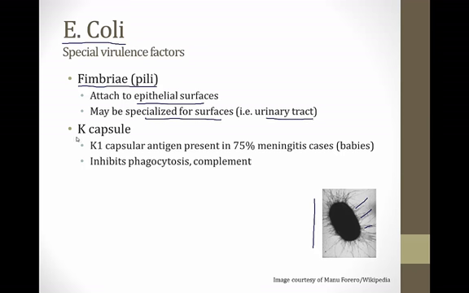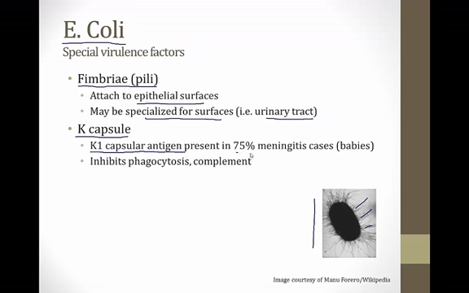Another important virulence factor is the K capsule or K antigen. So not all E. coli are encapsulated, but some are. In particular, there are some strains that have a capsule and have something called the K1 capsular antigen present in that capsule. And these tend to be the most pathogenic strains.